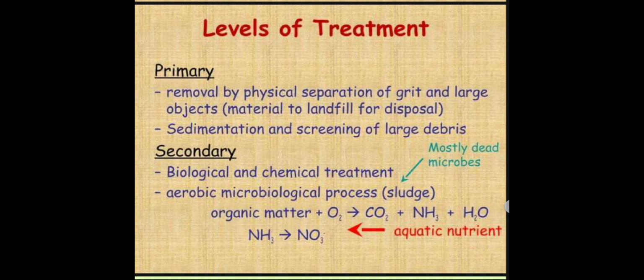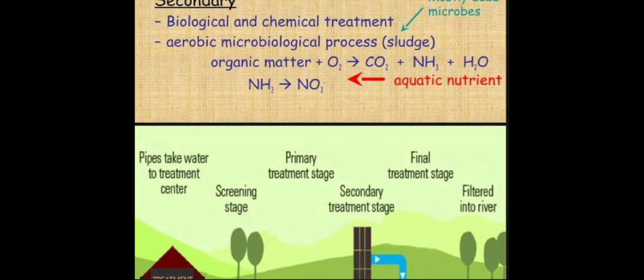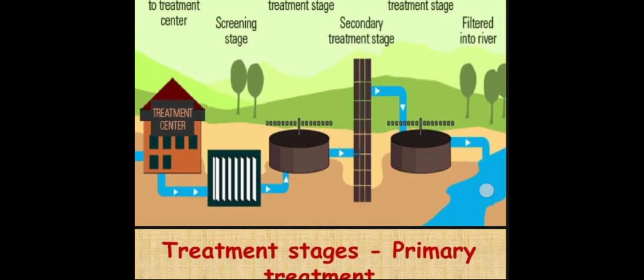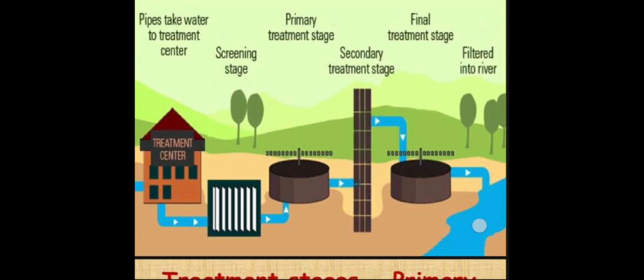Okay, and in secondary treatment, biological and chemical treatment will be done. In this, aerobic microbiological process is also conducted. Okay. See here, wastewater is coming from the houses, like domestic usages of water, or from industries and some other factories and so on.